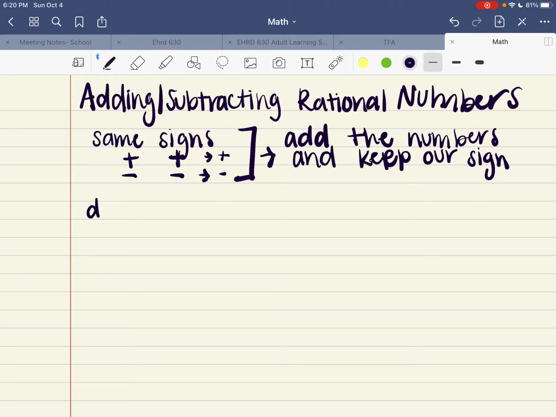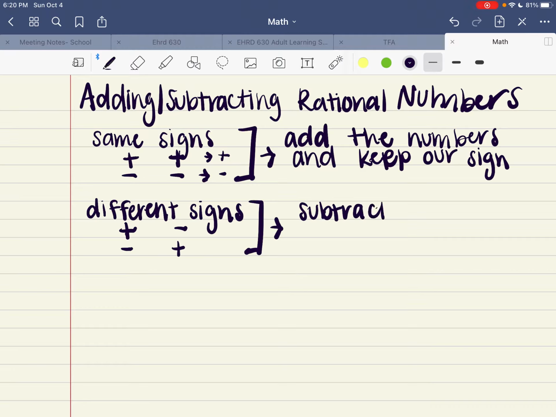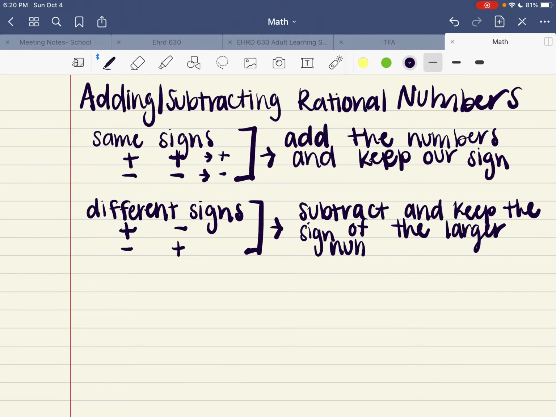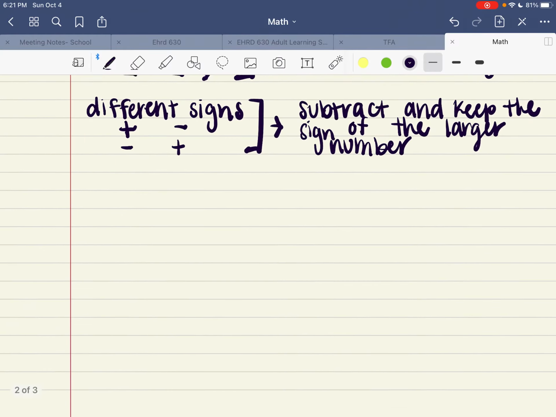But when we have numbers with different signs, so let's say we have a positive, negative, negative, positive, we're going to subtract and keep the sign of the larger number. So we're going to go ahead and do a little bit of practice.